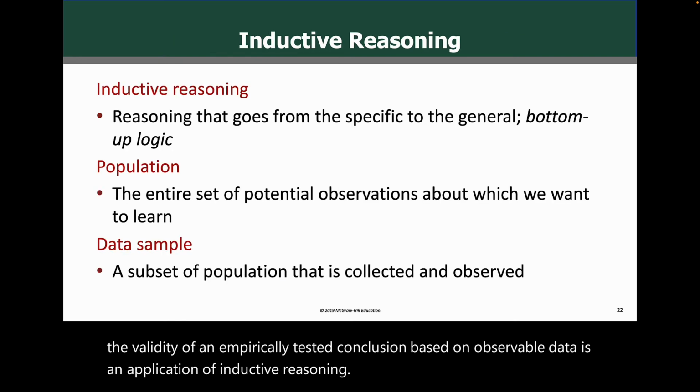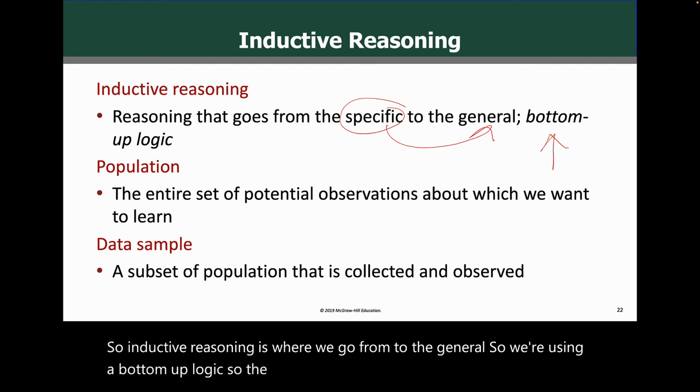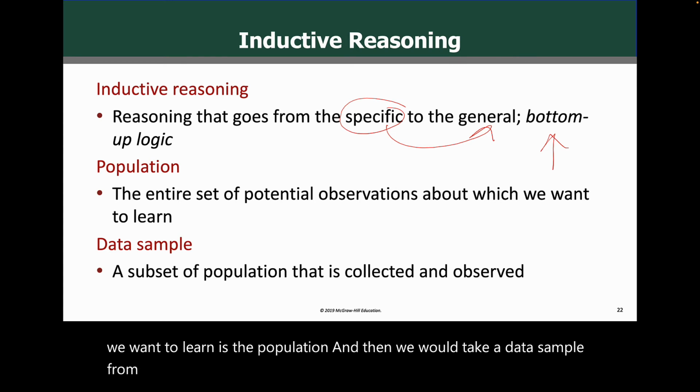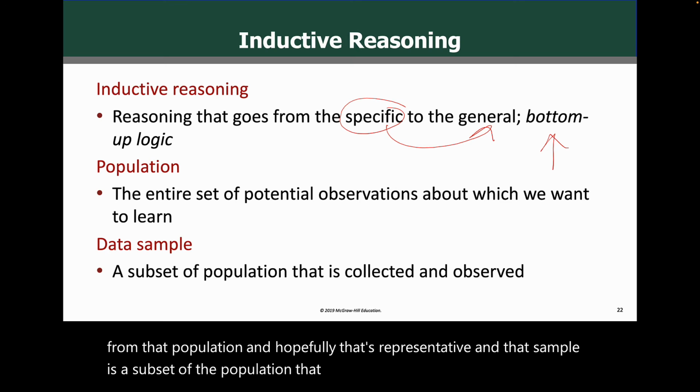So inductive reasoning is where we go from the specific to the general. So we're using bottom-up logic. The entire set of potential observations about which we want to learn is the population. Then we would take a data sample from that population, and hopefully that's representative. That sample is a subset of the population that is collected and observed.